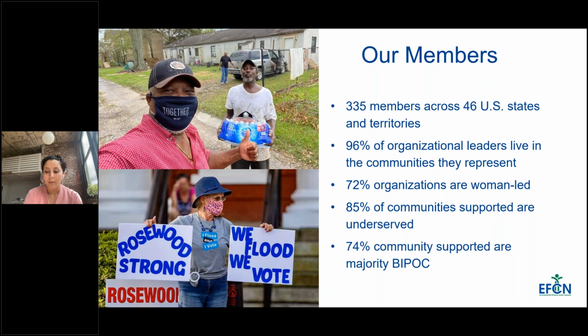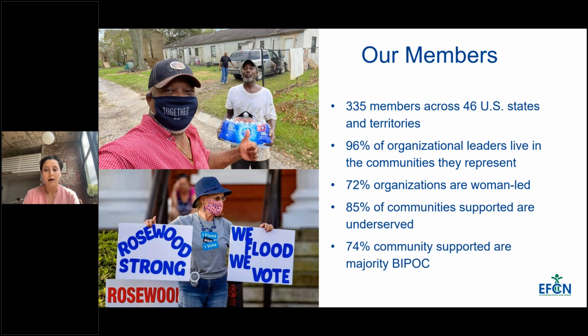And so a little bit more about the communities that we work with. We have 335 members across 46 US states and territories. And we're expanding our membership through the creation of regional hubs. So in every region in the US, we're creating a group where folks can work together and strengthen their own coalitions.